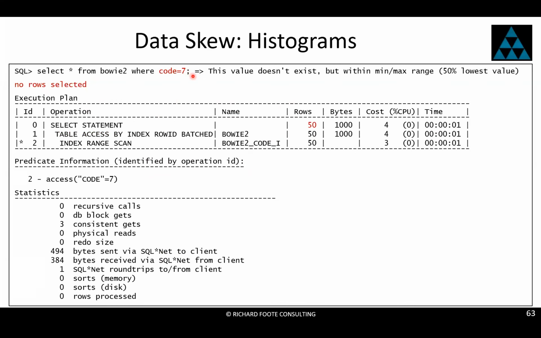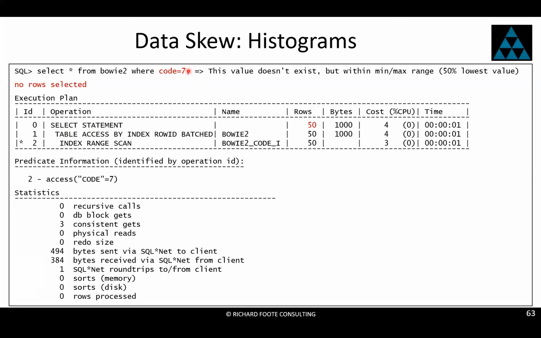Now, this is where it gets a little bit interesting. If I have a hole in my data, that's also a form of data skew. So what Oracle does is this. The code number 7 doesn't actually exist, but it is within my minimum and maximum range. So what Oracle says is I'm going to look at my histogram.